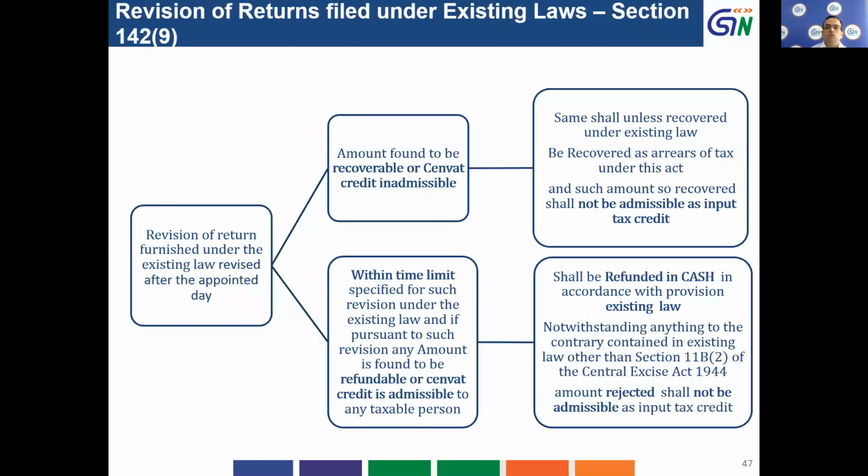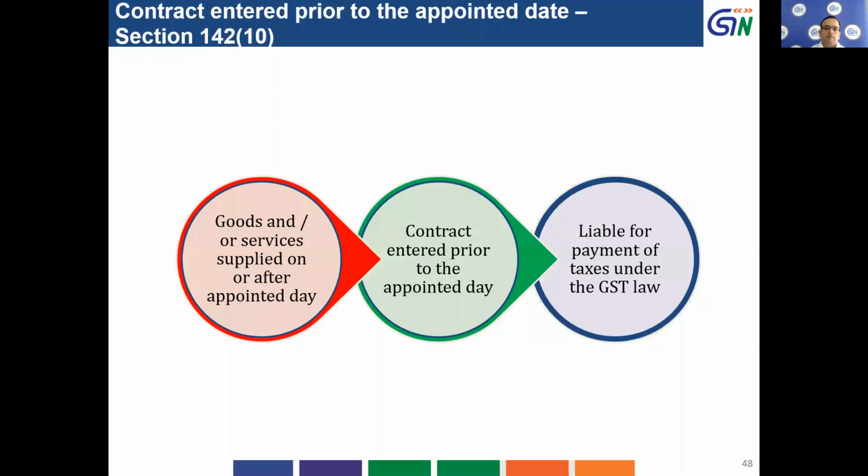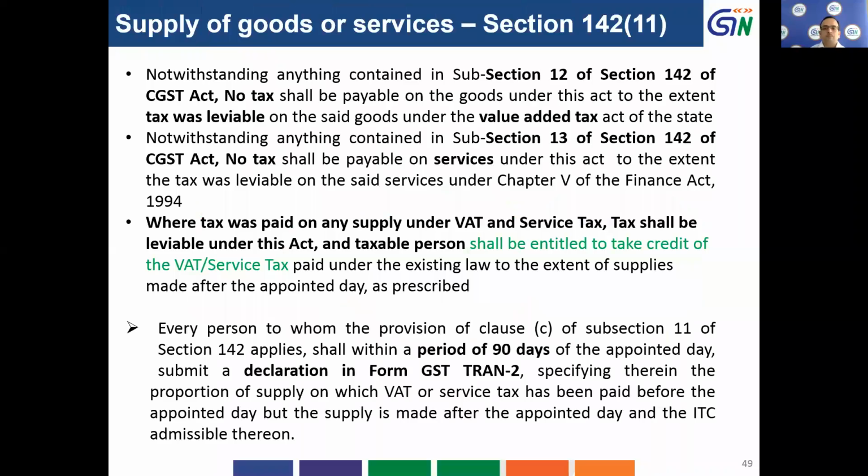Now we are going to talk about section 142.10, about the contract which was entered into prior to the appointed date, for goods and services which are supplied on or after the appointed date. Then the person is liable for payment of taxes under the GST law. So if there is any service for which payment is not made and the liability to pay tax arises, then he has to pay the taxes under the new GST law. Now we will cover the supply of goods or services under section 142.11.